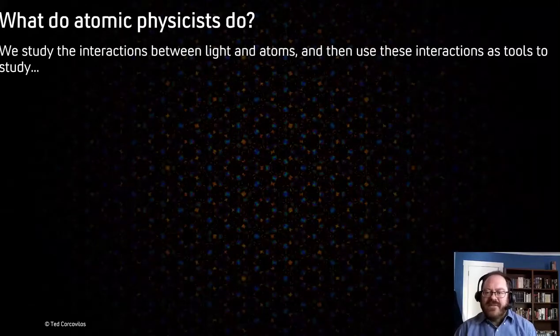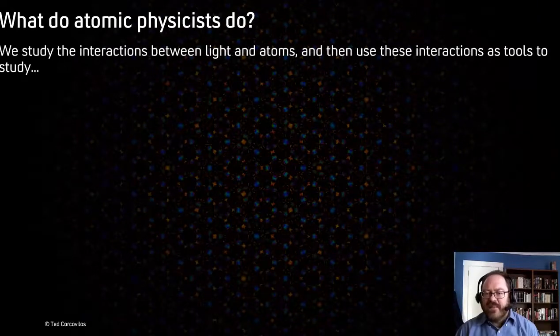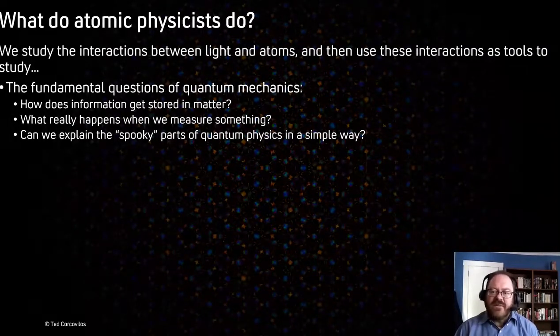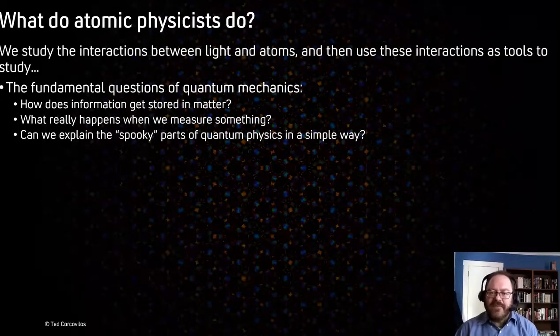What do atomic physicists do? We study the interactions between light and atoms, and then use these interactions as tools to study many things. For example, the fundamental questions of quantum mechanics. How does information get stored in matter? What really happens when we measure something? And can we explain the spooky parts of quantum physics in a simple way?